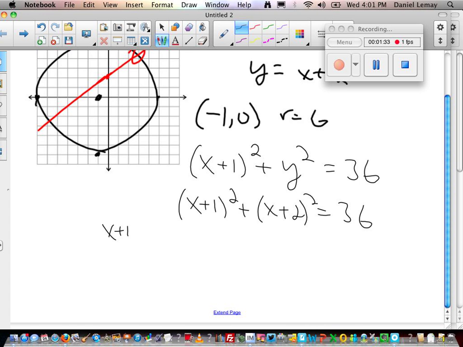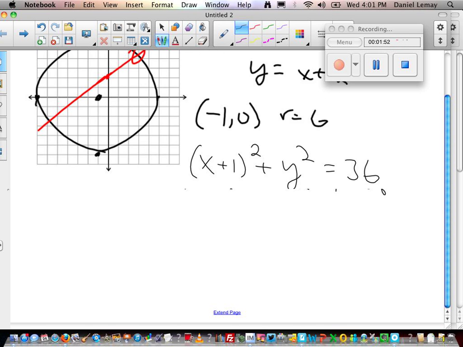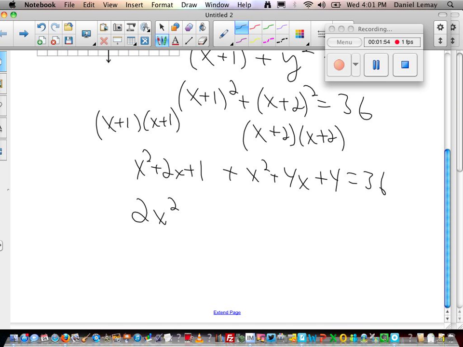So this side, I've got to FOIL it out. Remember, I'm doing x plus 1 times x plus 1, and I'm going to have to do x plus 2 times x plus 2. So that's going to be x squared plus 2x plus 1 plus x squared plus 4x plus 4 equals 36. And then I can combine like terms. Gives me 2x squared plus 6x plus 5 has to be equal to 36.